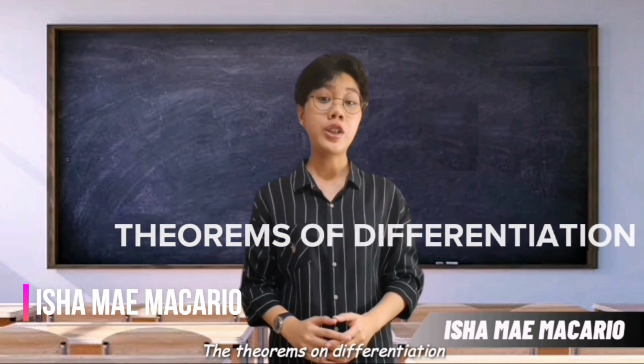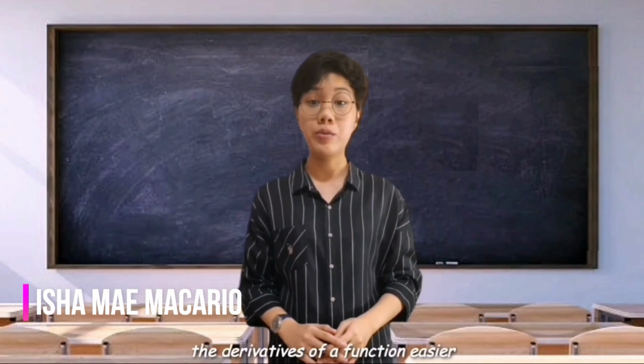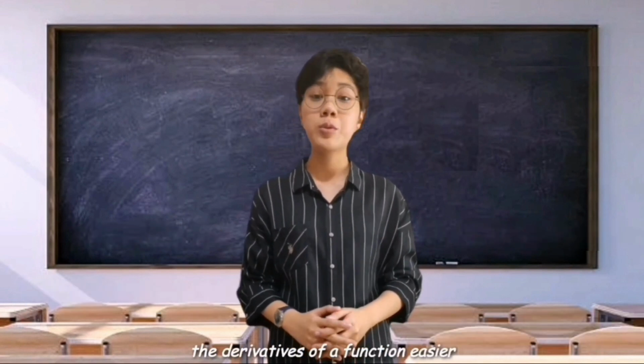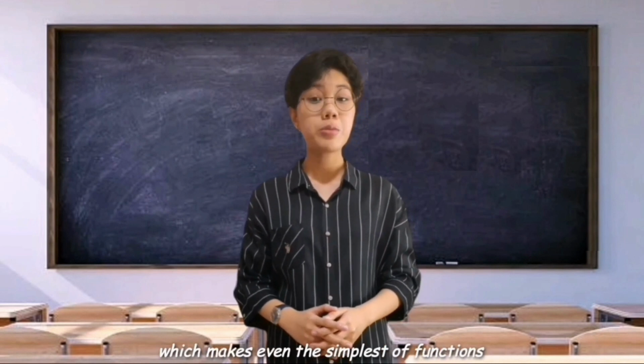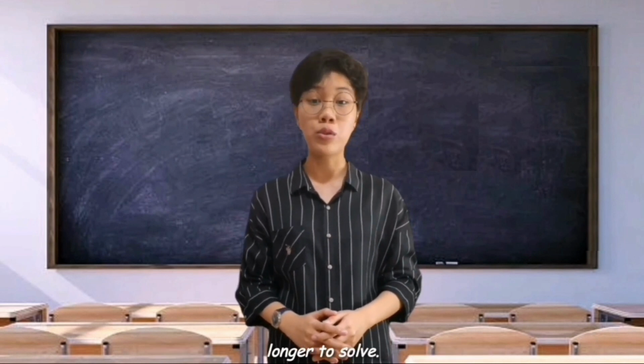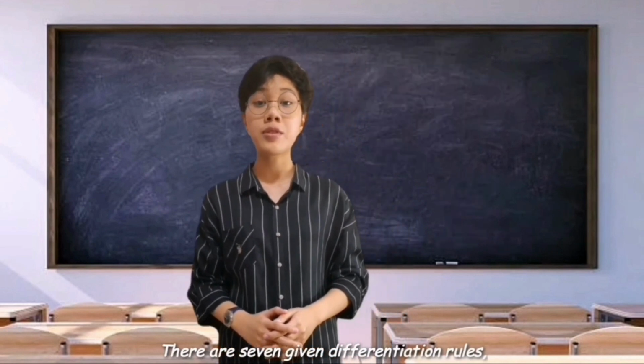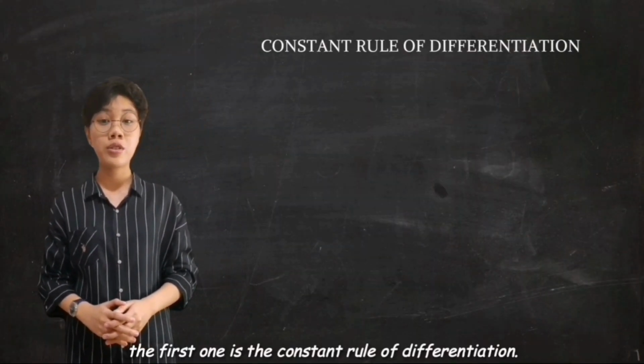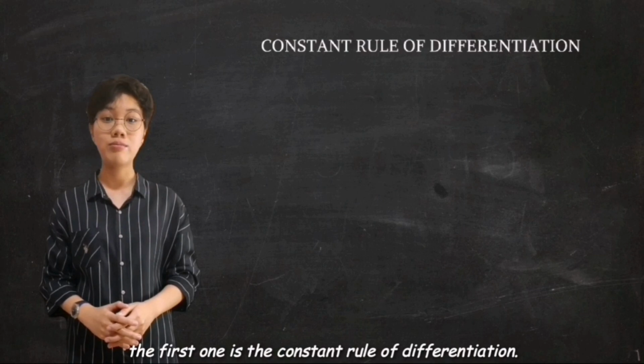The theorems on differentiation are the rules that allow us to find the derivatives of a function easier than when we use the definition of a derivative, which makes even the simplest of functions longer to solve. There are 7 given differentiation rules. The first one is the constant rule of differentiation.